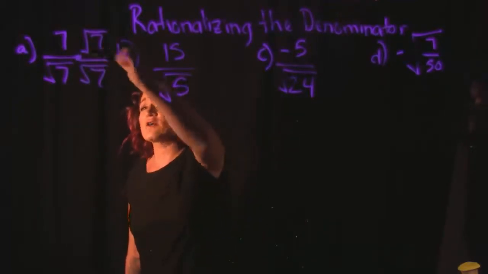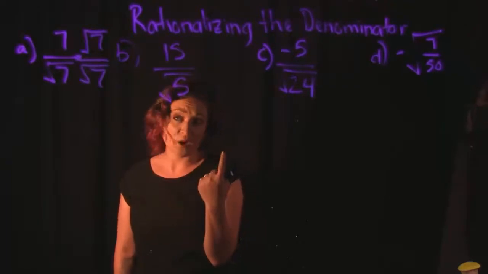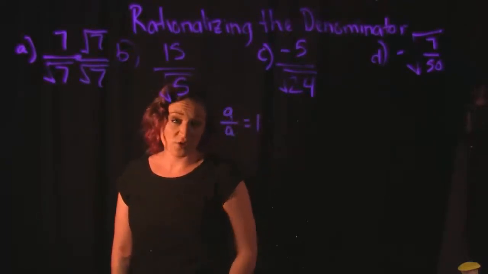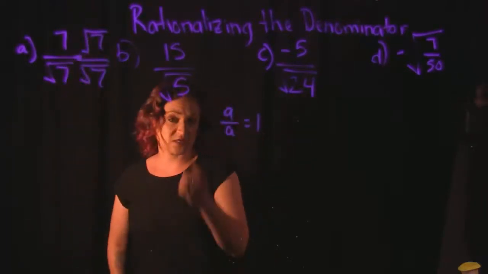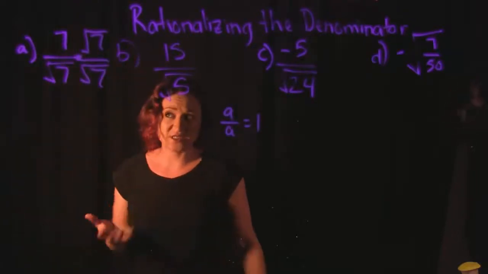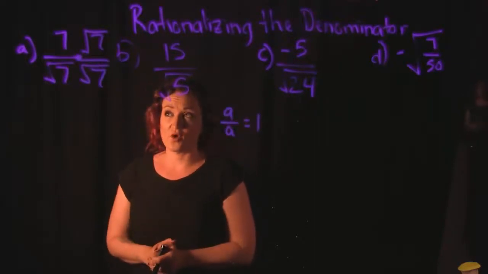Now keep in mind, we're technically here just multiplying by 1. Remember, any number over itself is just equal to 1, or anything over itself is equal to 1. So square root of 7 over square root of 7 is technically just a 1. Anything times 1 is that same thing. So this doesn't change the value of this fraction, but it is going to simplify it for us.